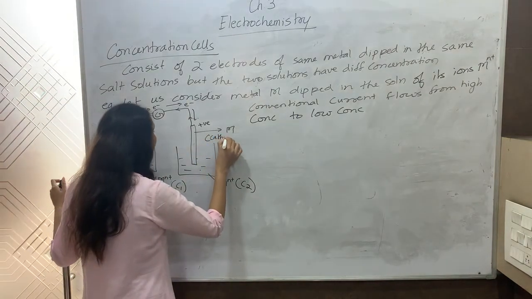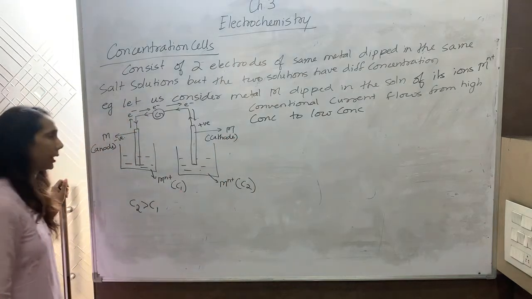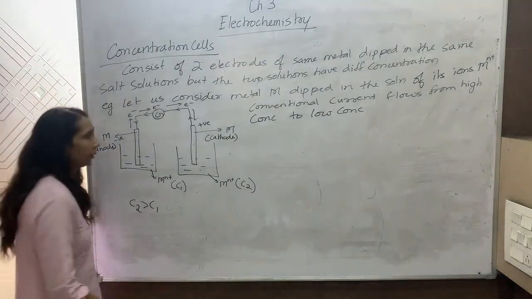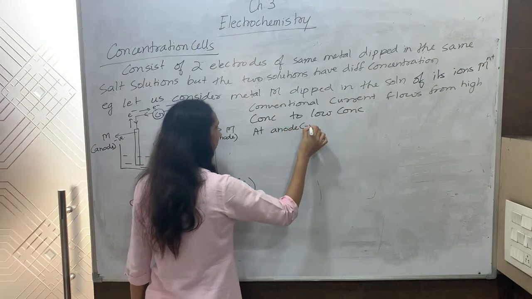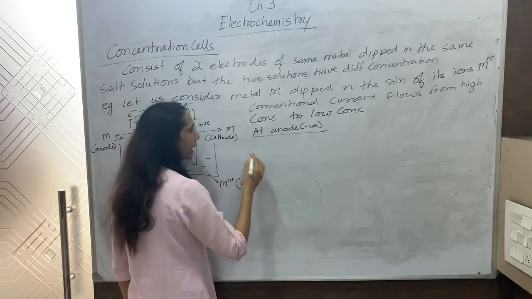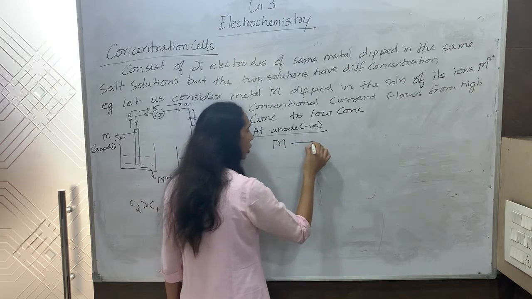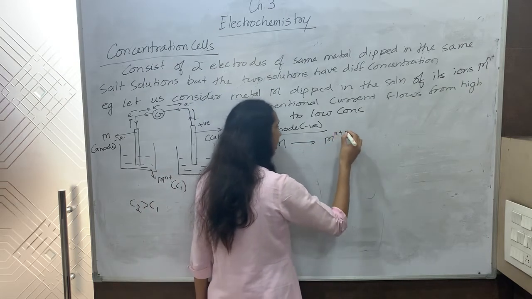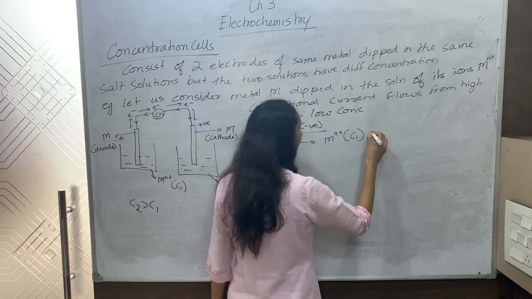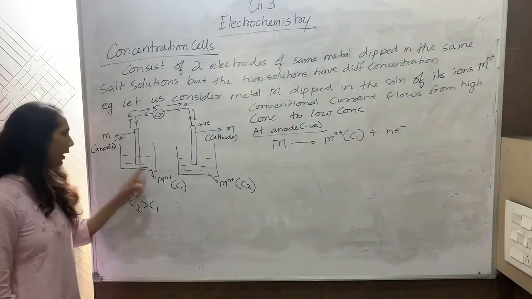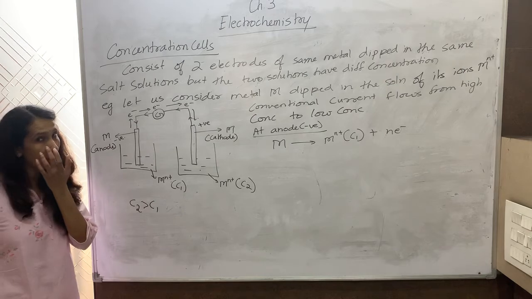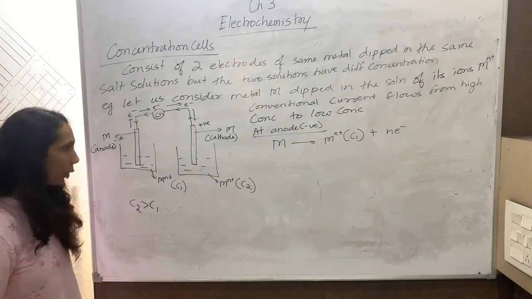I just write the reactions at anode and cathode. At anode, oxidation takes place. So what is the reaction which is taking place at anode? M will change into Mn positive, concentration C1, plus n electrons.